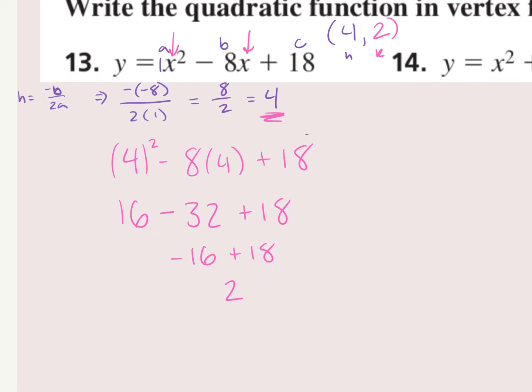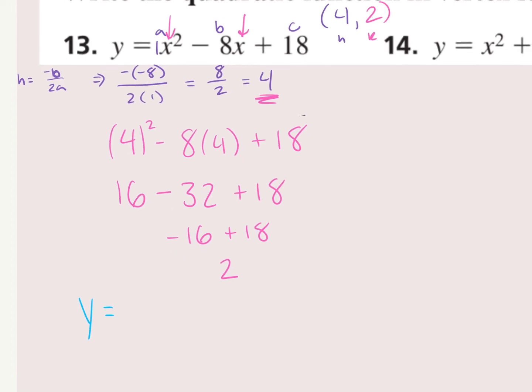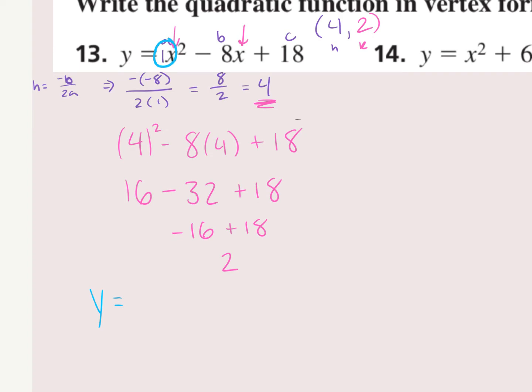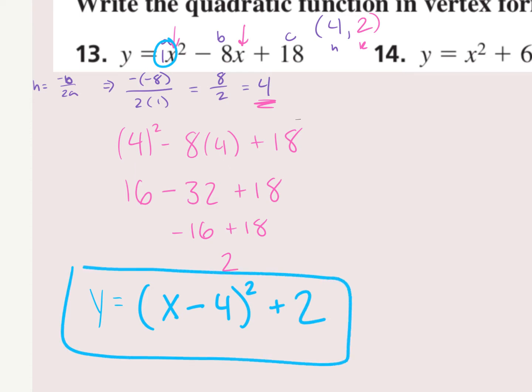So then the last step is to plug it into our vertex form. It starts with y is equal to, what's a? 1. So we don't need to write it when a is 1. Times x minus h. What's my h? 4. So x minus 4 squared. Plus k. What's my k? 2. So that's my vertex form, and this is my vertex. So these are the two answers.